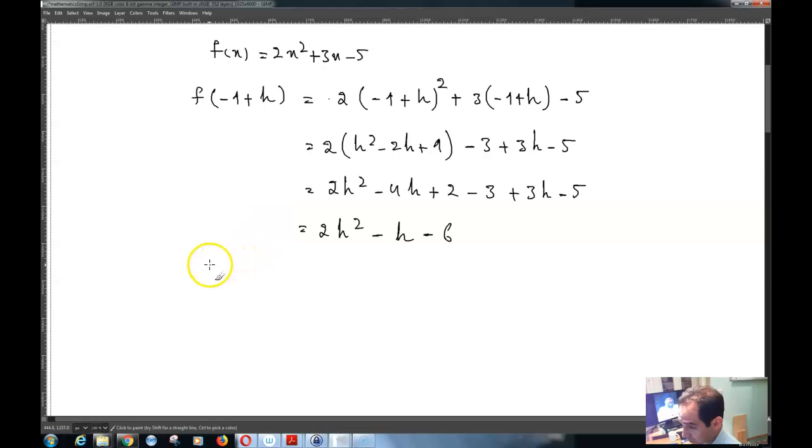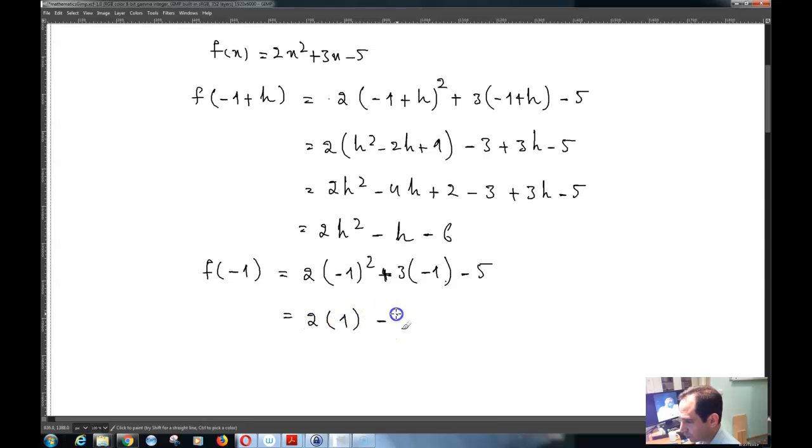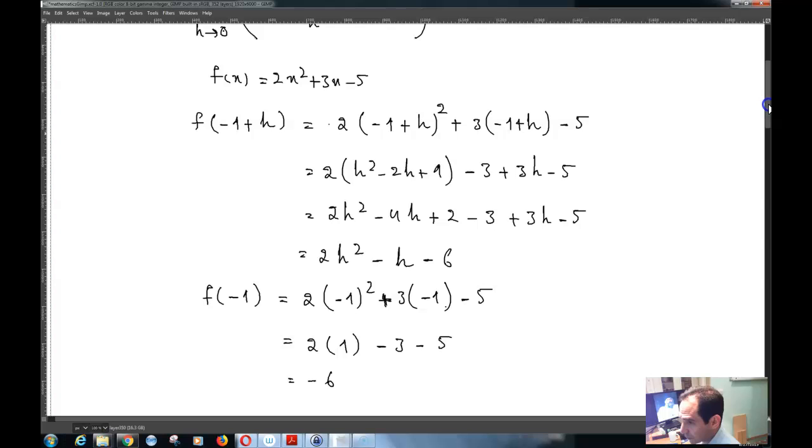Now f of negative 1 is equal to 2 times negative 1 squared plus 3 times negative 1 minus 5, which is equal to 2 times 1 minus 3 minus 5. So this is negative 8 plus 2 is negative 6, is equal to negative 6.